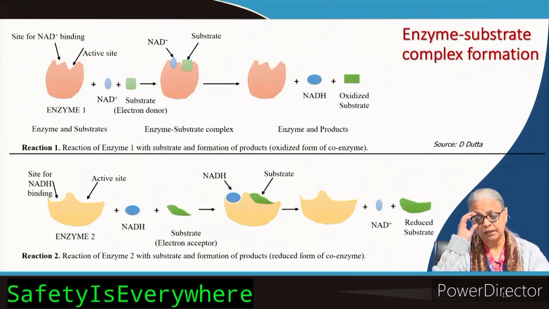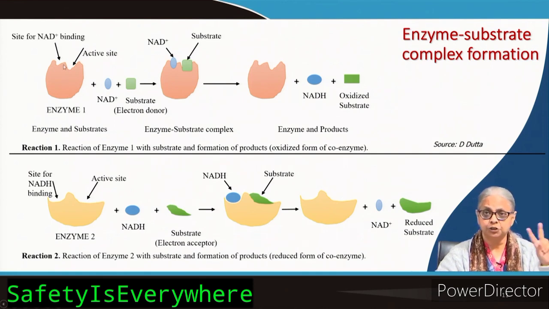So here is one example. We have the first enzyme substrate complex. So you have the first enzyme. It has two sites. One site is where the NAD plus is binding, and the second site is for the substrate. So two things have to happen.